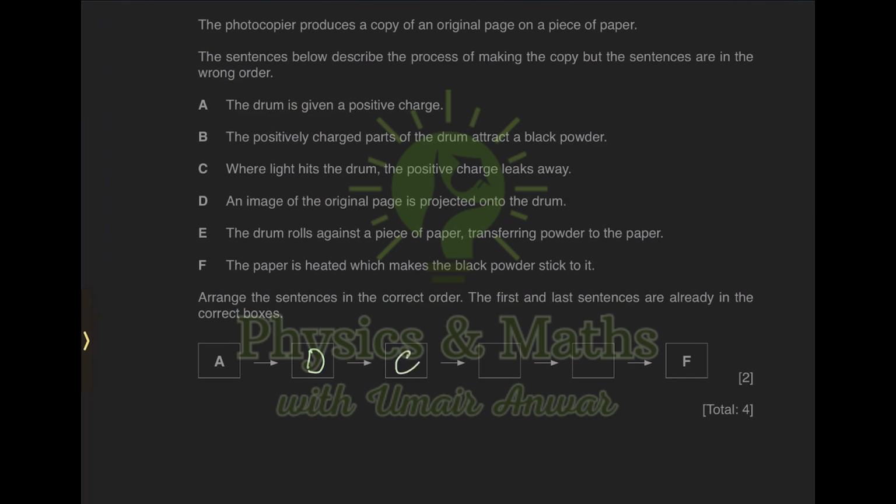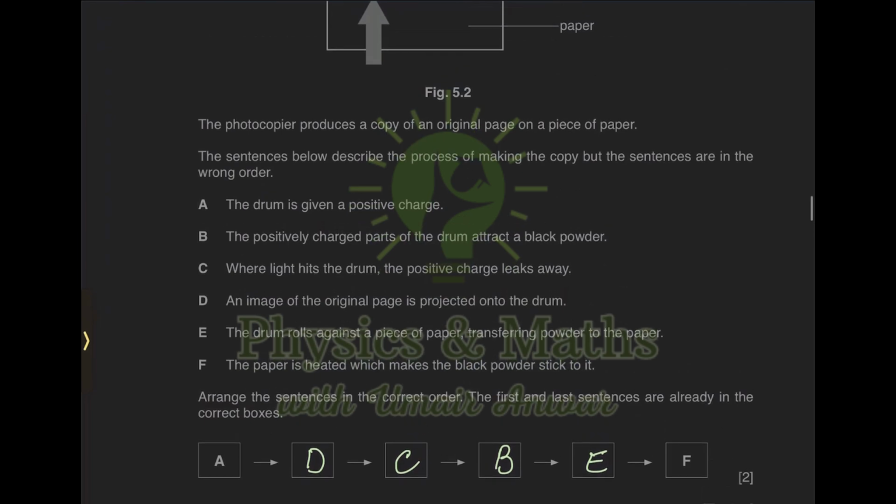The positively charged parts of the drum attract a black powder. So the powder is going to move towards that. And the last thing, the drum rolls against a piece of paper, transferring powder to the paper. Okay, and the last is the paper is heated, which makes the black powder stick to it, which is already done here. So this is the sequence in which the photocopier is going to work. The question ends here with this part.